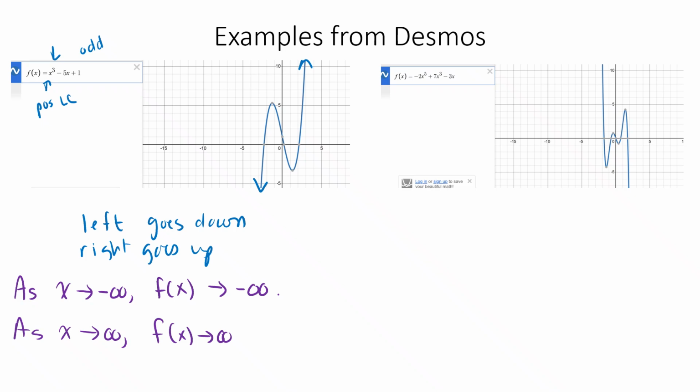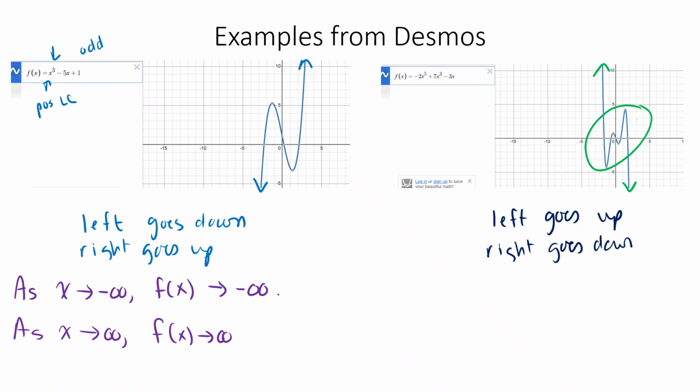All right, so this next one is f of x equals negative 2x to the fifth plus 7x to the third minus 3x. And just notice on the graph, look at the jumble of stuff you've got going on in there. It's wiggling up and down and doing all kinds of stuff. And we're not interested in that. We are interested in the extreme left and the extreme right. So we might say for this one, the left goes up and the right goes down.